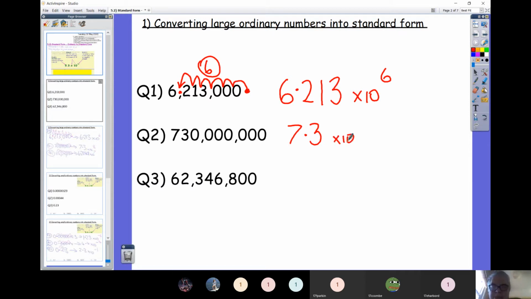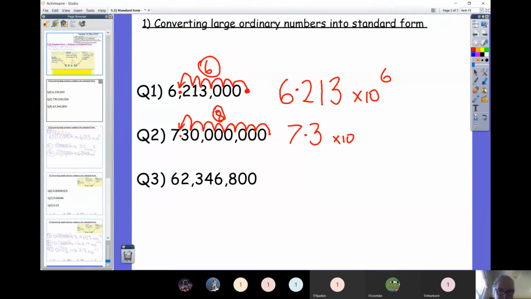And now we just need this positive power here. The decimal point on 730 million is at the end to start with. It needs to go, over here we've said, between the 7 and the 3. How many jumps is that? How many hops? 1, 2, 3, 4, 5, 6, 7, 8 hops. That's 8 hops. So that's 7.3 times 10 to the 8.